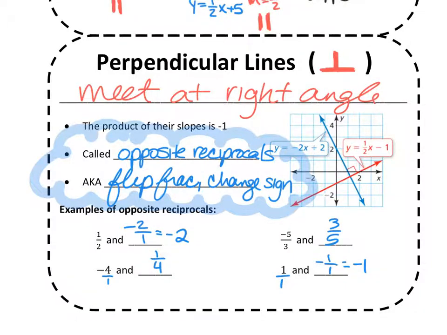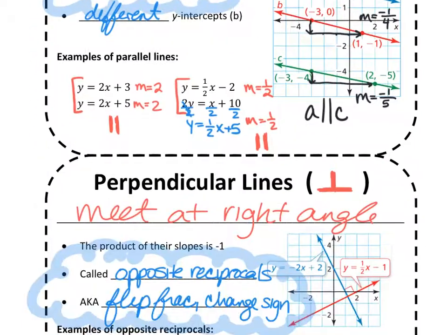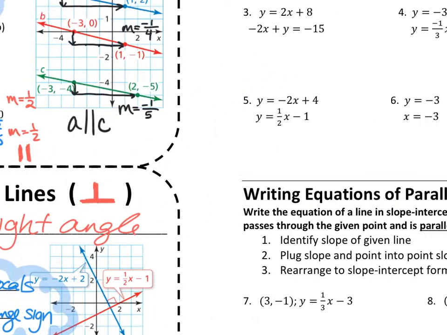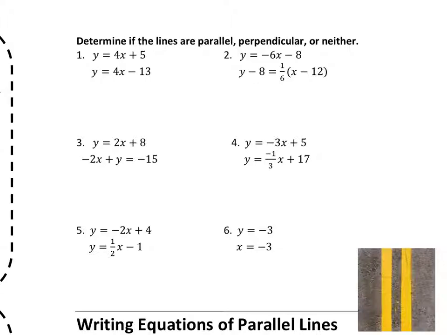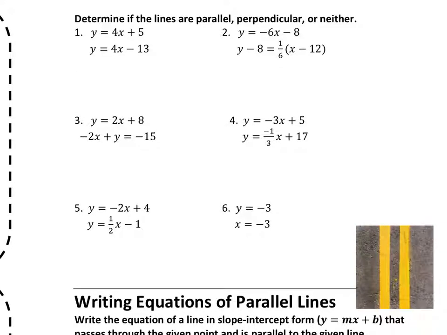So parallel lines have the same slope, and perpendicular lines have opposite reciprocal slopes because they meet at right angles, which means we're going to flip the fraction and change the sign. Now if we want to look at the relationship between different types of functions here, we need to determine if the lines are parallel, perpendicular, or neither, because not all lines are either parallel or perpendicular.